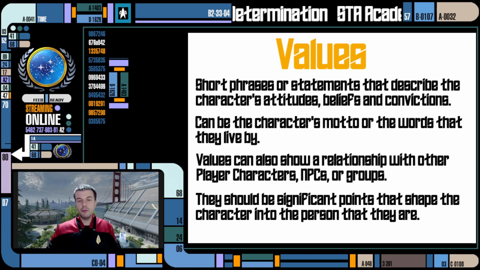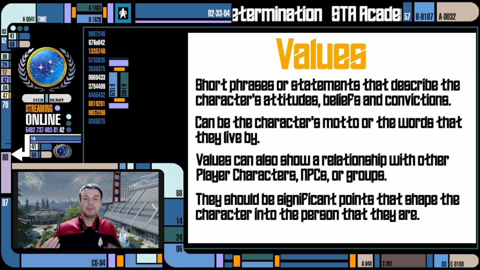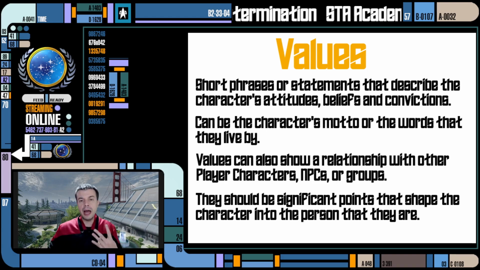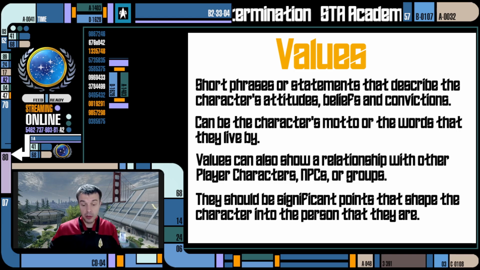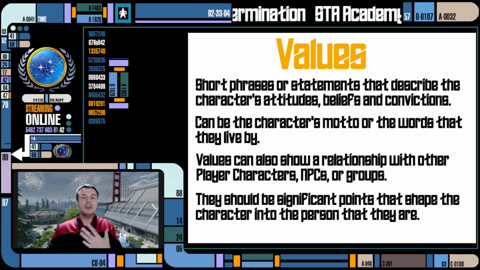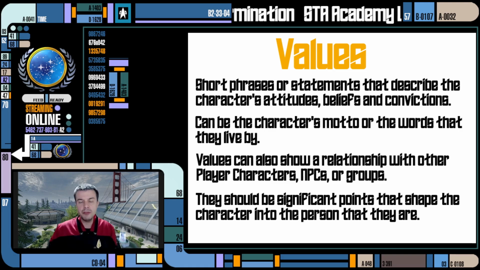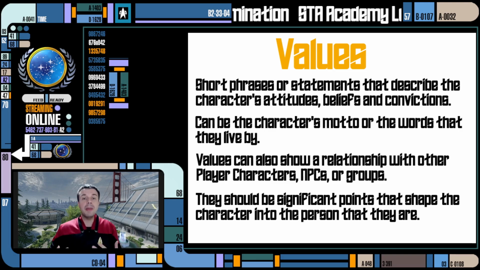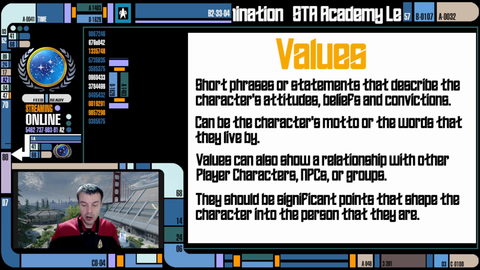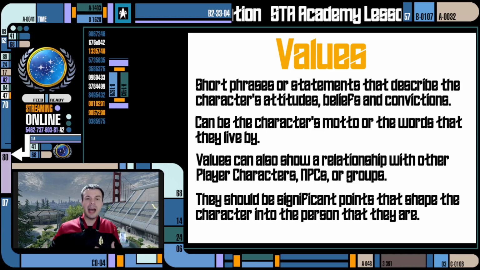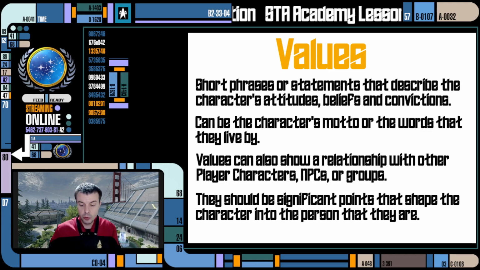Values and determination. First of all, values. You have 4 values on your character sheet when you make your character. These are short phrases or maybe statements that reflect your character's attitudes, their beliefs, their convictions, things that make your character who they are. They can be the words that your character lives by, their motto, or just any kind of short statement that sums up how they feel about important situations.